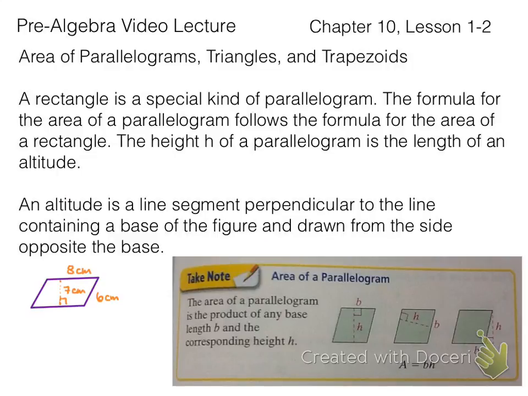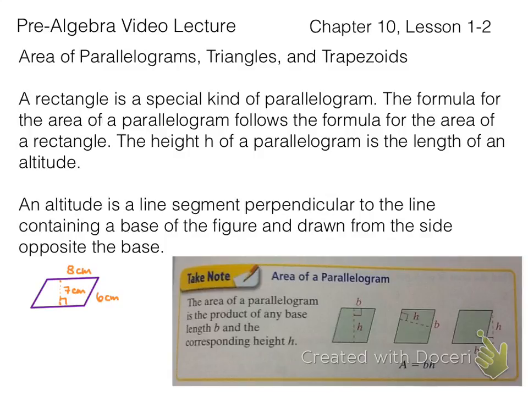All right, so a rectangle is a special kind of parallelogram, and the formula for the area of a parallelogram follows the formula for the area of a rectangle. But instead of length and height, which we had been using previously, we use height and base. The height is also the altitude, and the altitude makes a right angle with the base. It's very important you pay attention to that, because sometimes the book is going to confuse you. An altitude is a line segment perpendicular to the line containing a base of the figure and drawn from the side opposite the base. So if you find the base and then draw a perpendicular line, you're going to get the height, also known as the altitude.